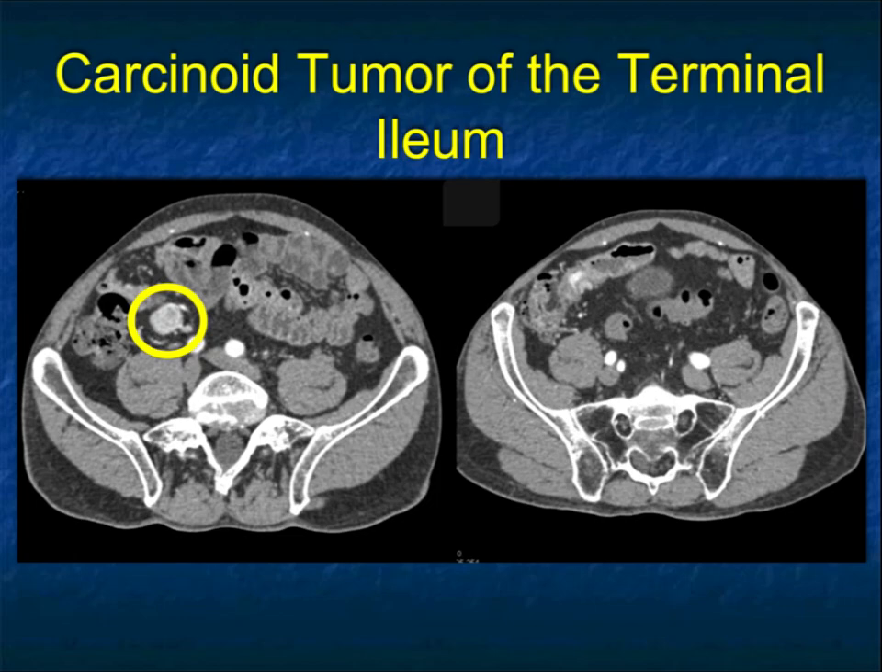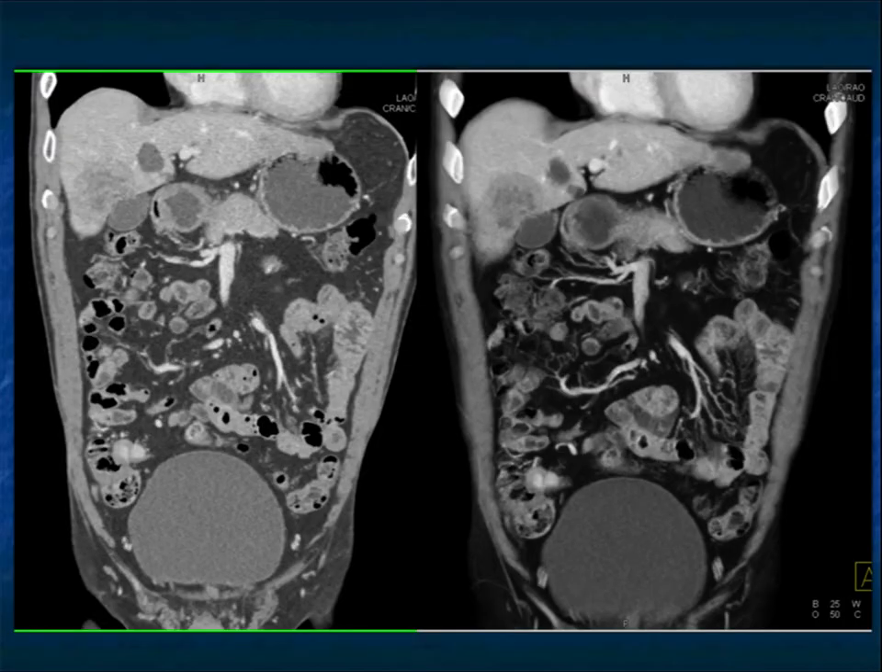Another case. There's the mass in the mesentery, very nicely shown. And then what you can see here, there's an enhancing lesion in the patient's ileum. So this is a nice example, again, of a carcinoid tumor. The thing you noticed first was the mass in the mesentery. And then here you can see the mass in the small bowel, and you see the liver mets.